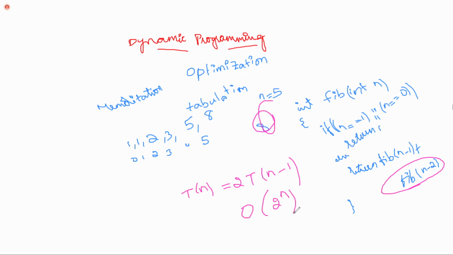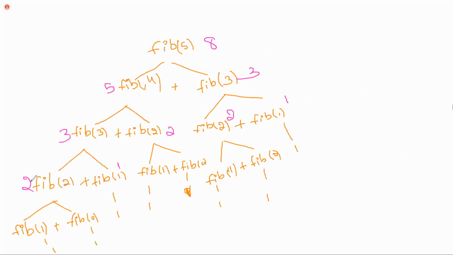Why is it 2 to the power of n times? Observe here we have calculated fib of 2. Next, here also we have calculated fib of 2. Here also we have calculated fib of 2. Instead of calculating these many times, once you calculate, if you remember the value of fib of 2 as 2, without solving, you directly replace the value as 2.